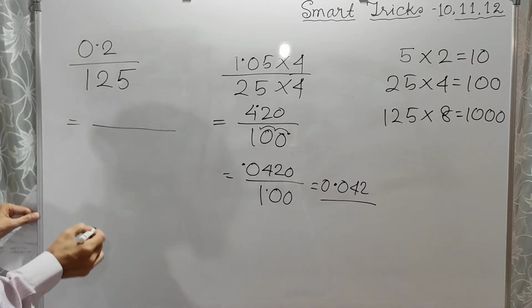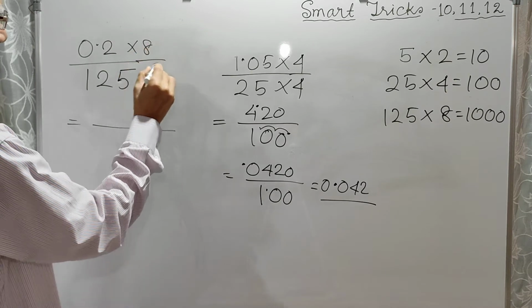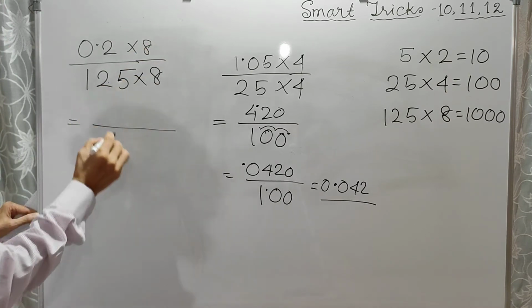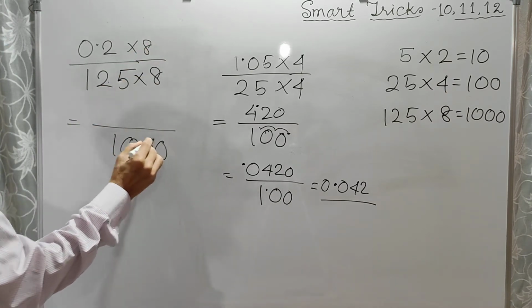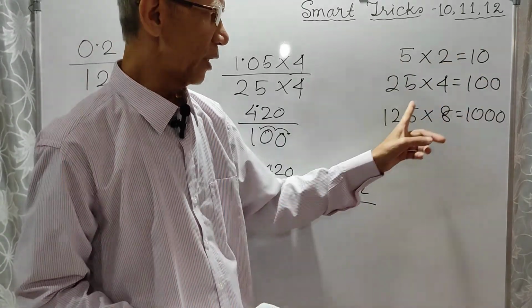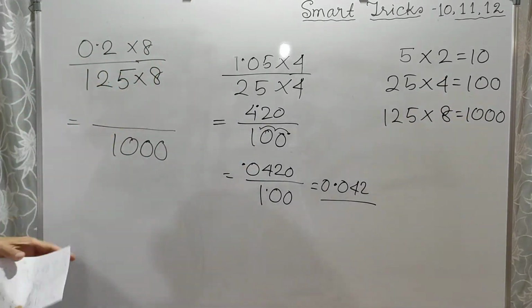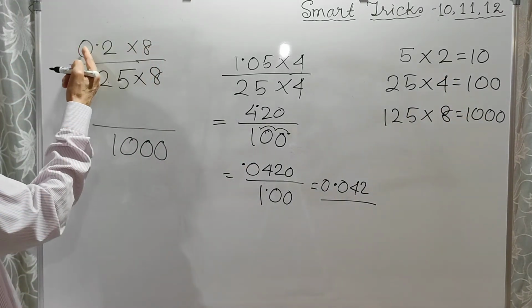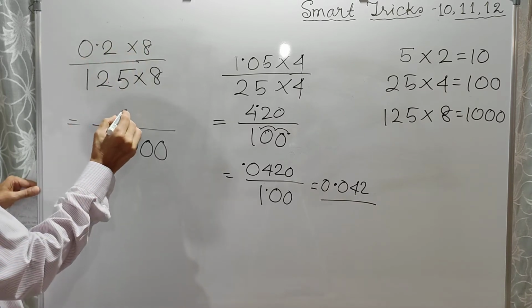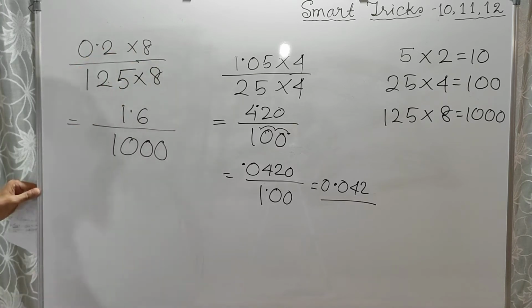So as the trick says, you have to multiply by 8. So multiply by 8, multiply by 8. So it will become 1000. So try to remember this: 5 into 2, 10; 25 into 4, 100; 125 into 8, 1000. All right. So 1000 you get. Then if you multiply 0.2 by 8, what do you get? 1.6.